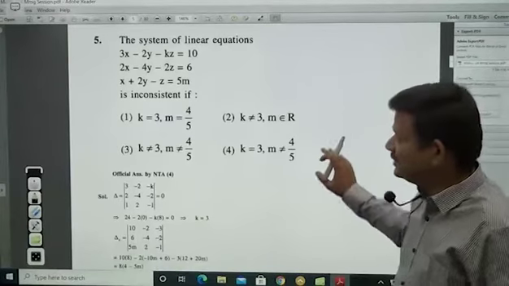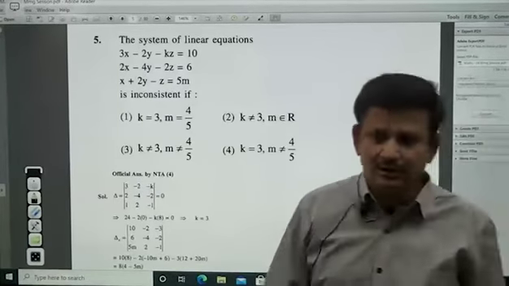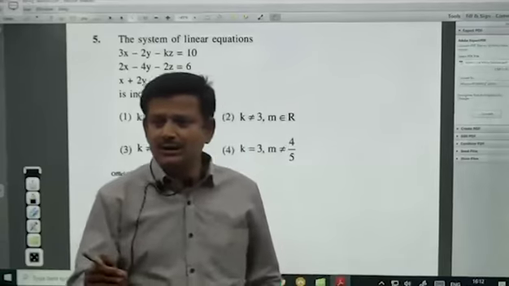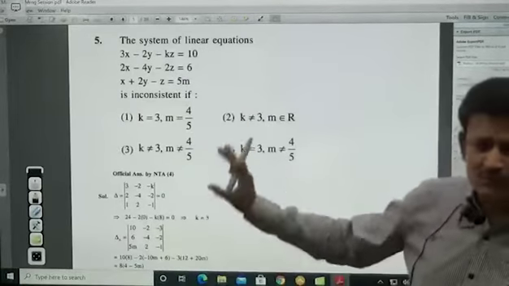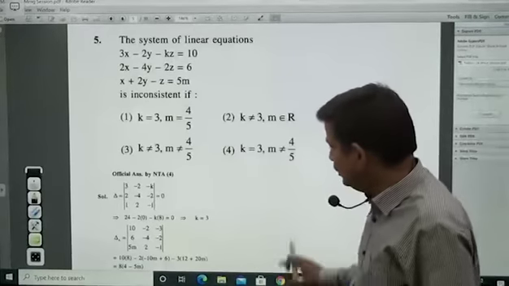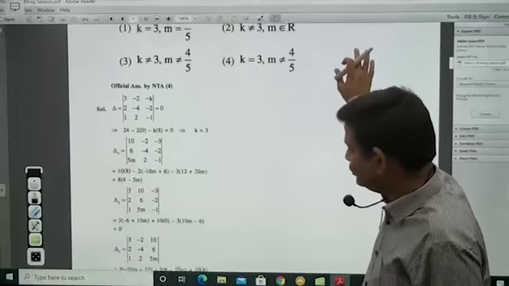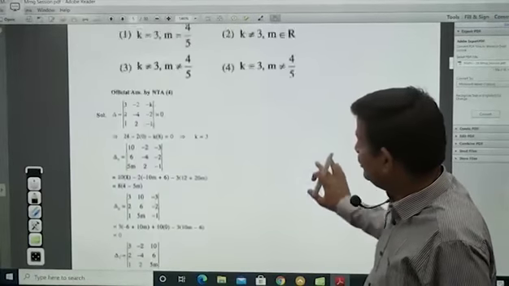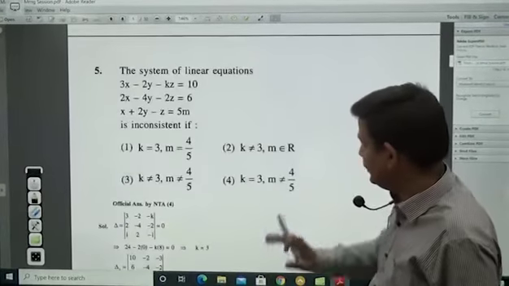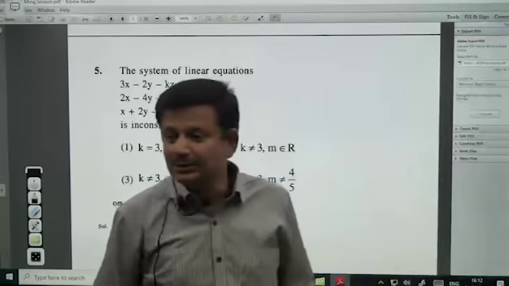System of linear equations. I have not gone through all the papers, but I am sure that out of 6 papers, at least 3 to 4 papers will contain this question. So this is not again what you have to do. He has found delta x, delta y, delta z, all possible nonsense in the world he did. I don't know why. That makes the paper lengthy.